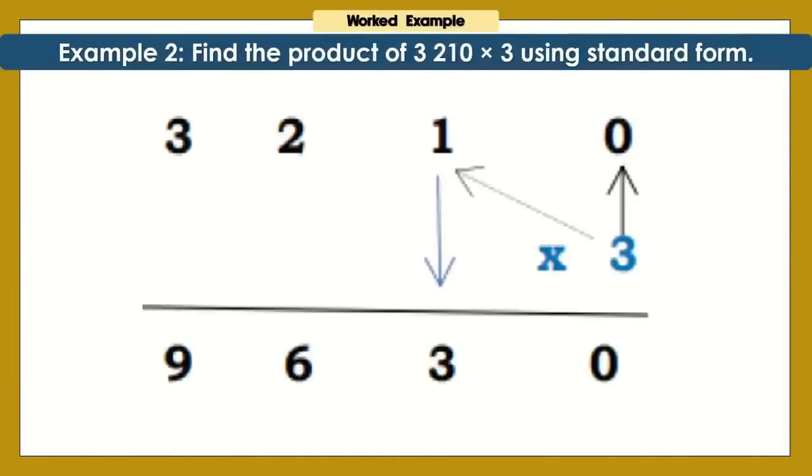Example 2. Find the product of 3,210 times 3 using standard form. 0 times 3 equals 0. 1 times 3 equals 3. 2 times 3 equals 6. And 3 times 3 equals 9. So the answer is 9,630.